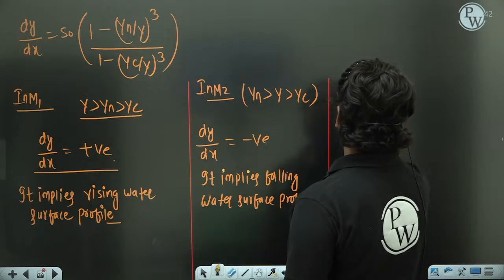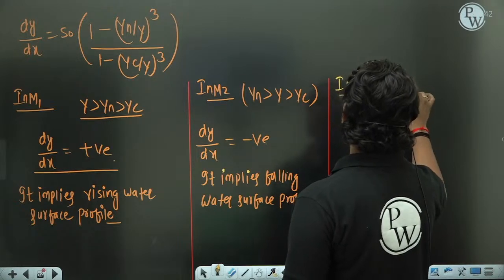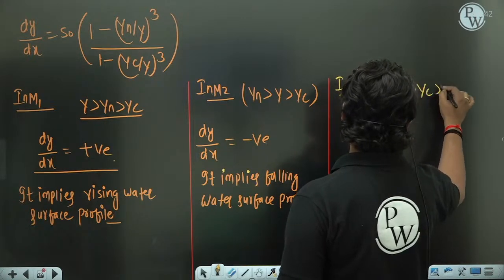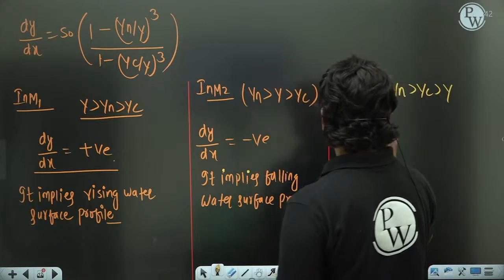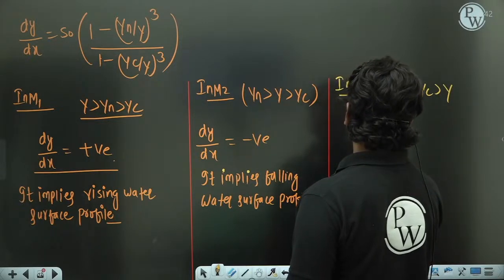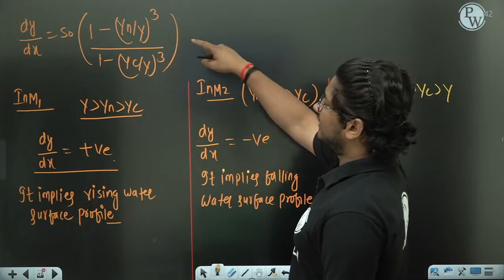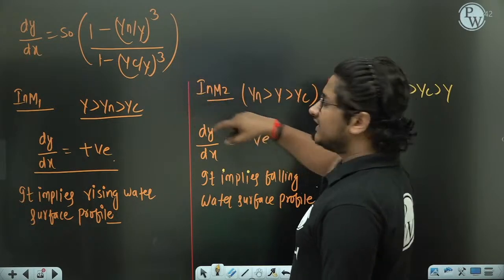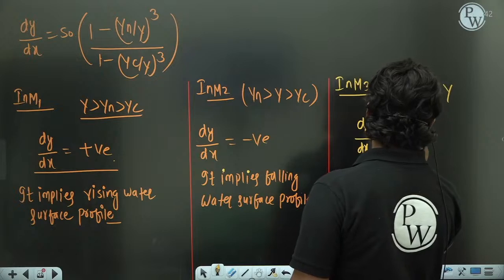in M3. Condition is yn greater than yc and yc is greater than y. For this, if you calculate dy upon dx, the upper part you are getting negative, the lower part also you are getting negative. So ultimately you are getting a positive value.